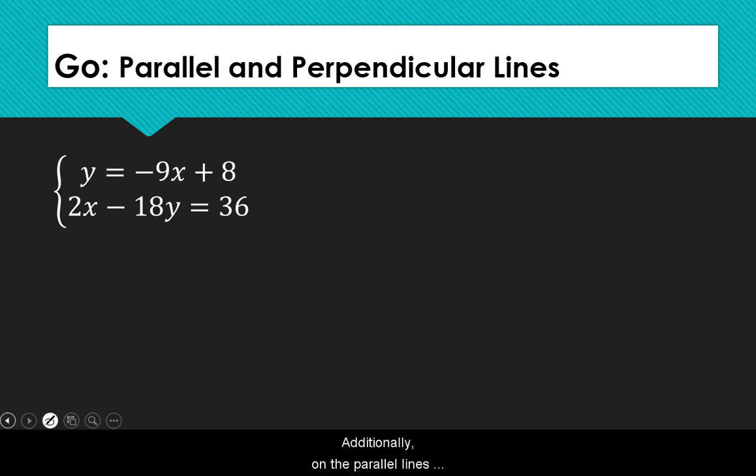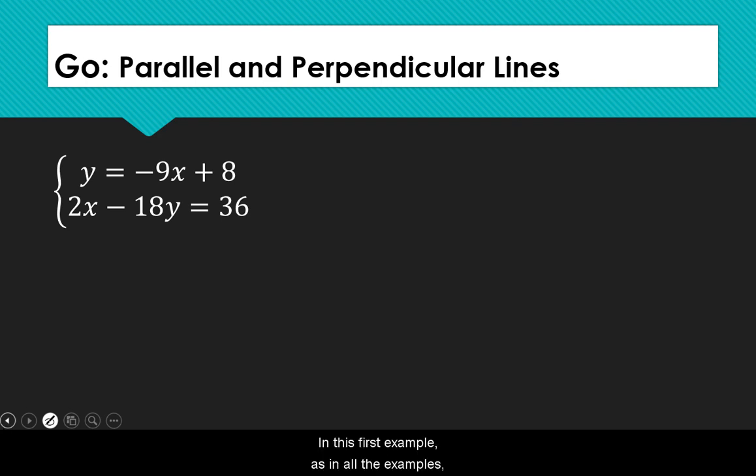Additionally, on the parallel lines, remember they have the same slope, but they would have different y-intercepts. So they're crossing the y-axis at different points, but they're rising and running, rising and running, at the same rate, which means that they are never going to touch.